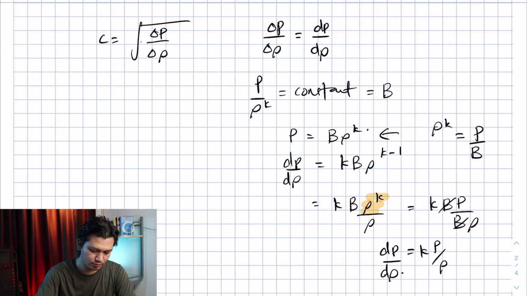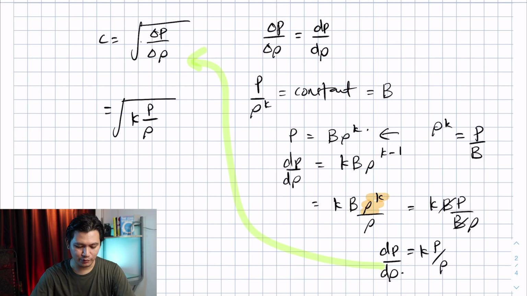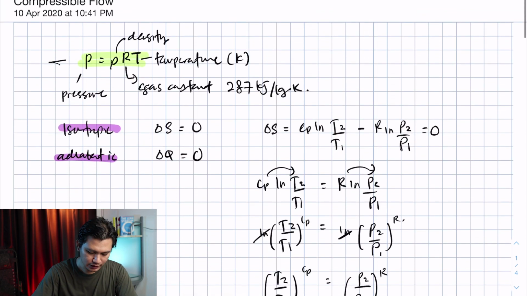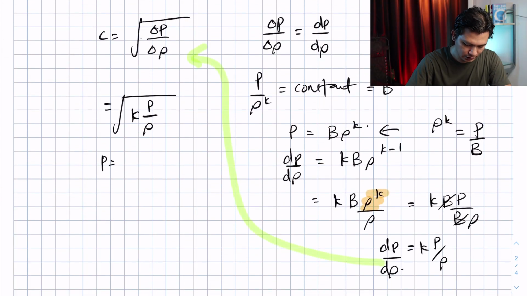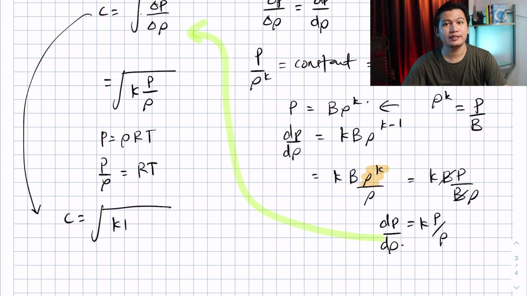And if I put this equation back again into this C, so you're getting close now. So now this is a square root of K times P over rho. And let's go back to our ideal gas equation, which is this one. And you'll end up with P equal to rho times R times T. So P divided by rho equal to RT. Okay, and your C now, let's bring this down. So C is square root of K RT.